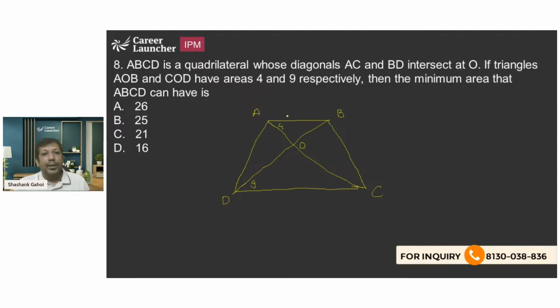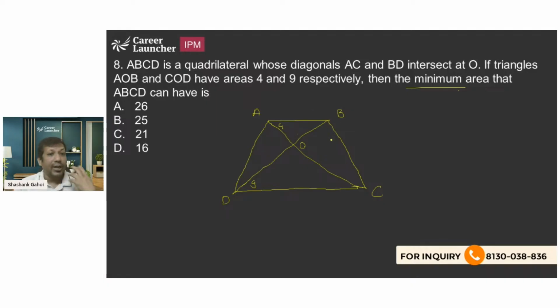Now in quadrilaterals, so basically whenever you want to minimize all these kind of things, always remember one thing. Always make a very symmetrical figure. So if a symmetrical figure is made, what is the first thing I'm going to do?